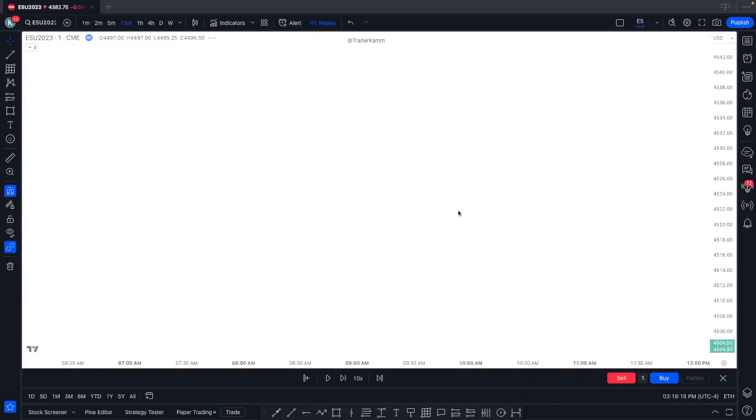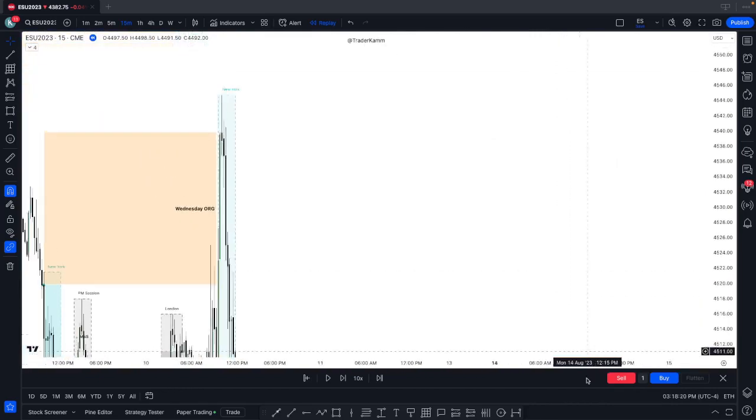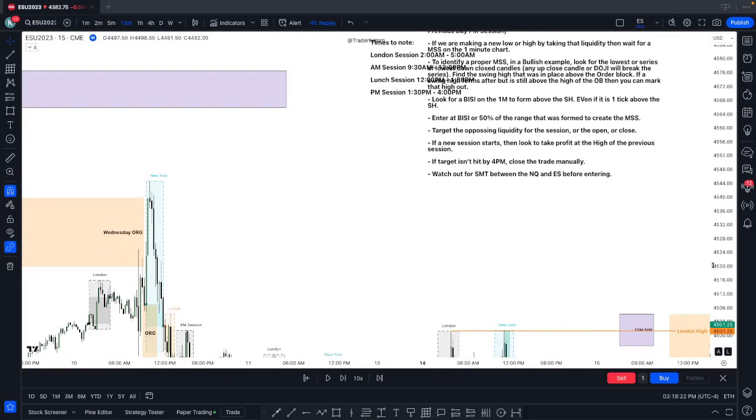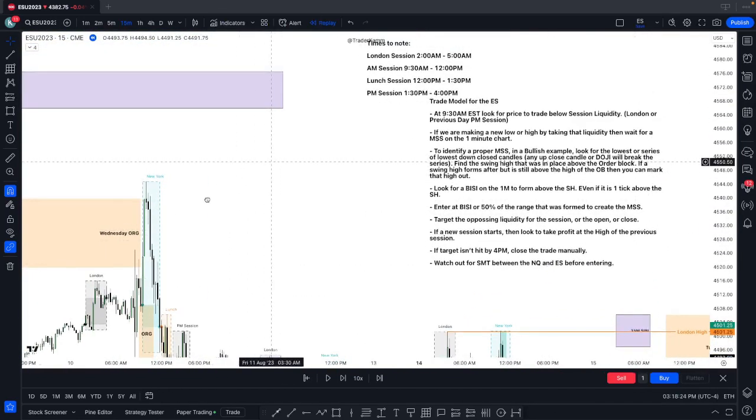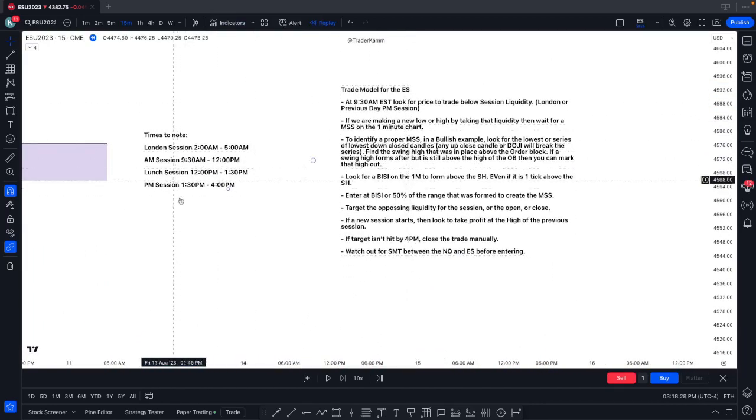So just like we had it on, we had our rules somewhere. Oh, right here. So we have our rules right here, and you would just mark out these sessions. And once the next session happens, which would be lunch, you could look for a high or low swept of the AM session and take a trade. And then once the PM session, same thing, look for the high and low of the lunch and the AM session.